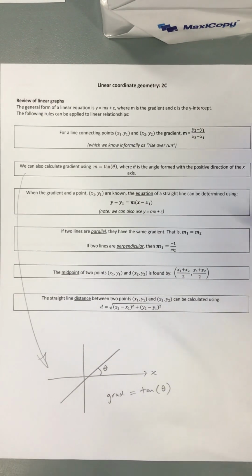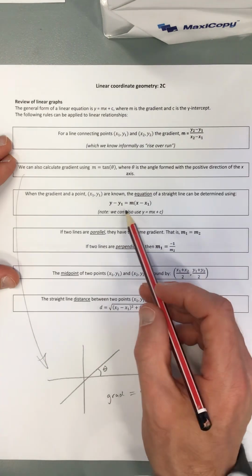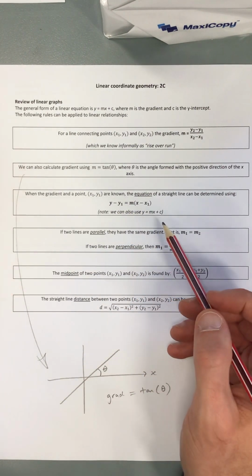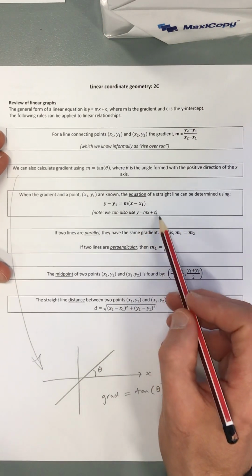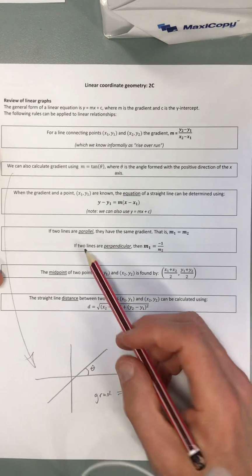Some other formulas we need to know. If you're trying to find the equation of a straight line, and you know the gradient and a point, you can use the equation y minus y1 equals m times x minus x1. I know a lot of people would prefer to use y equals mx plus c and substitute values into that, which is perfectly fine as well.